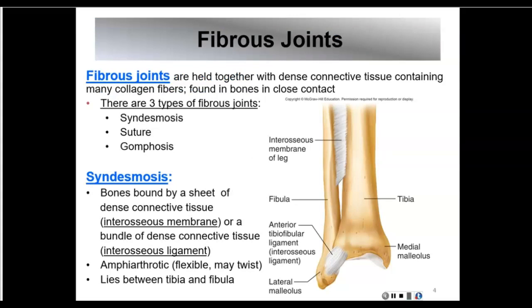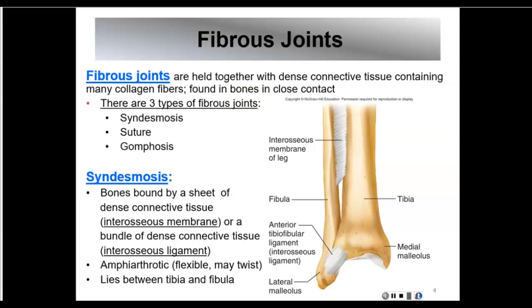Fibrous joints are held together with dense connective tissue containing many collagen fibers. These are found in bones in close contact. There are three types of fibrous joints. We have syndesmosis, sutures, and gomphosis.